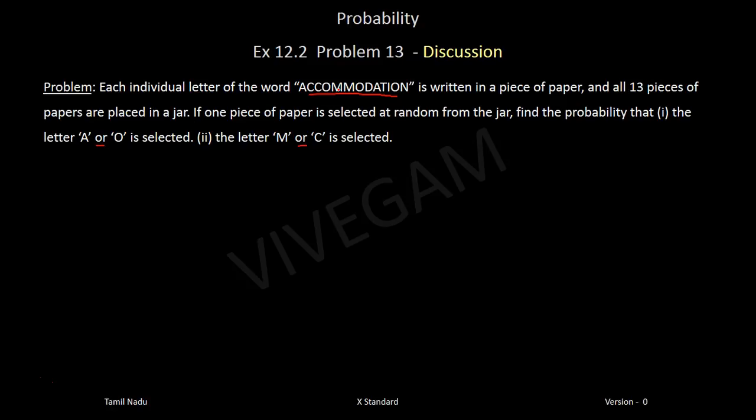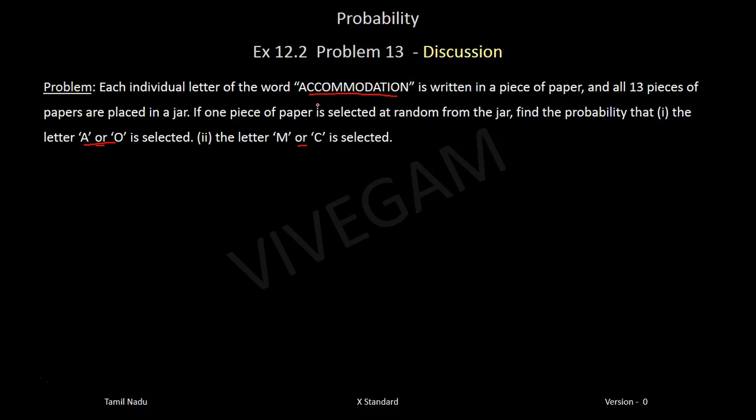So there are 13 letters, out of which A and O all together are the possible favorable outcomes. So how many are there? 1, 2, because O is also considered a favorable outcome. Sorry. So 1, 2, 3, 4, 5 outcomes are favorable to you. So the probability of getting A or O is 5 divided by 13.